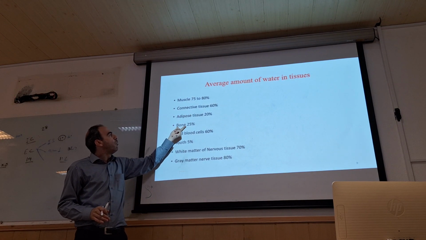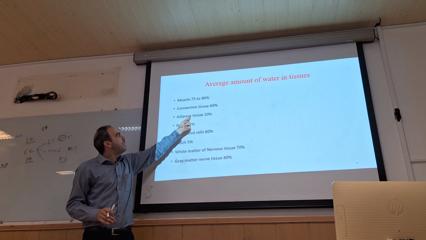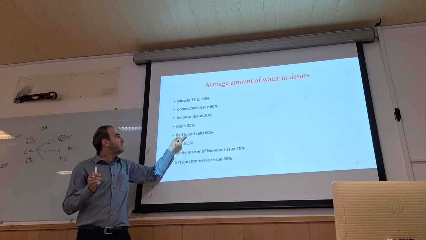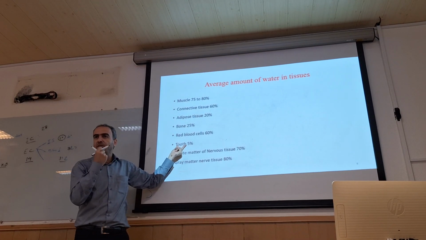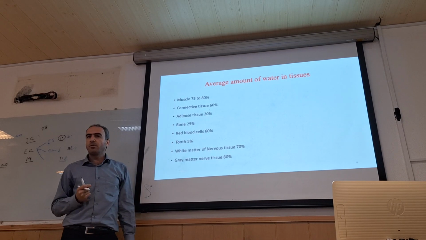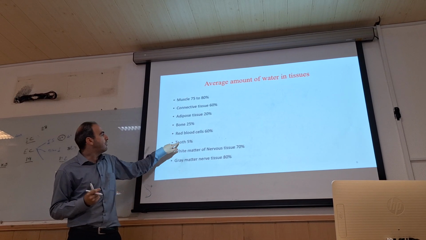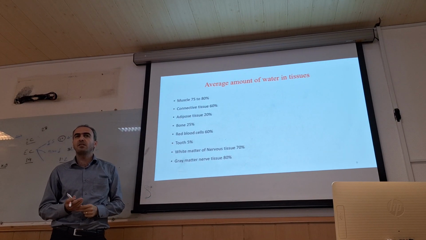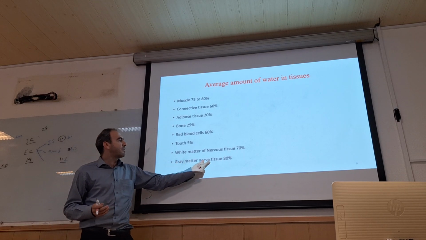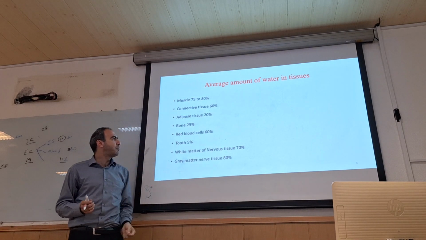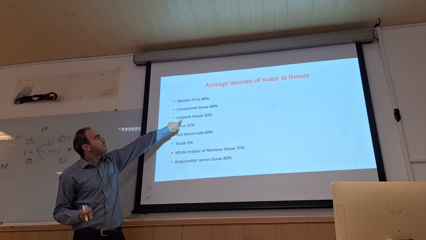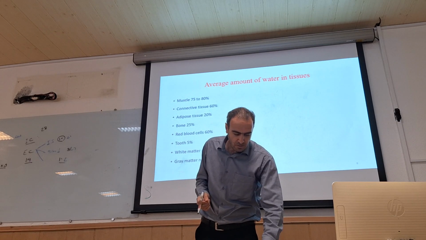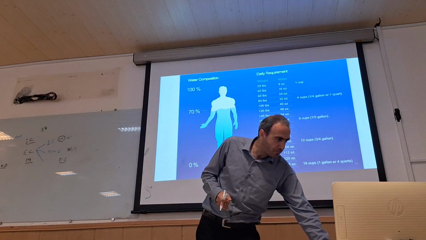adipose 20, bone 25. You can see adipose tissue has less water in comparison to bone. But just teeth have less water in our body, 5%. After the teeth, only adipose tissue with 20% has the lowest amount of water. But gray matter has 80, white matter has 70%. So, for this reason, because of adipose tissue, the amount of water in women is less than in men.